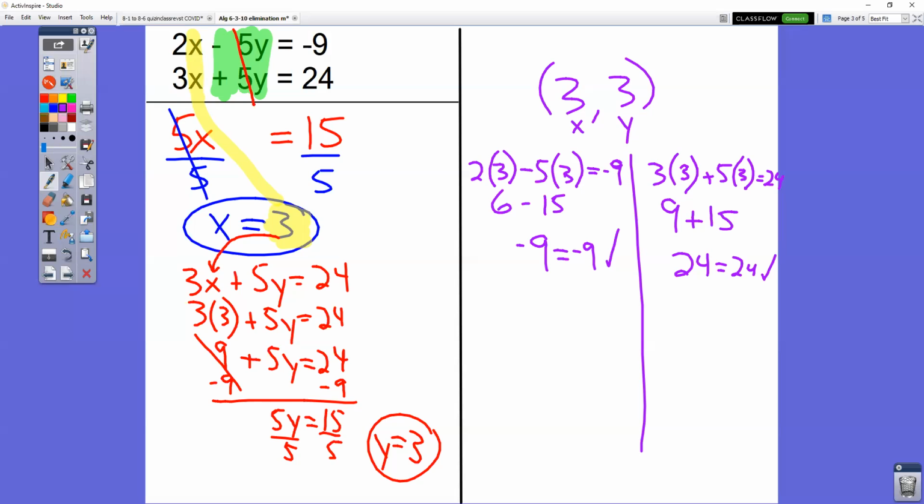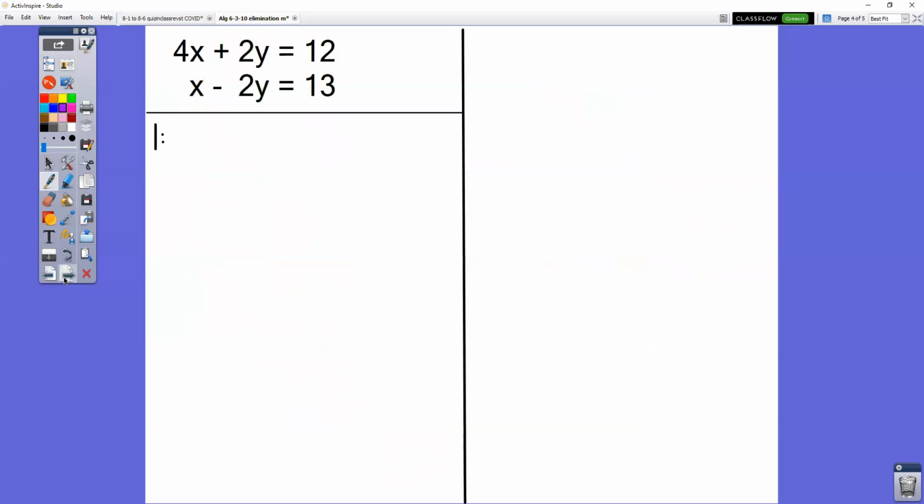Take a look at this next one, please. If you could try this one on your own, please. All right, try this one on your own.